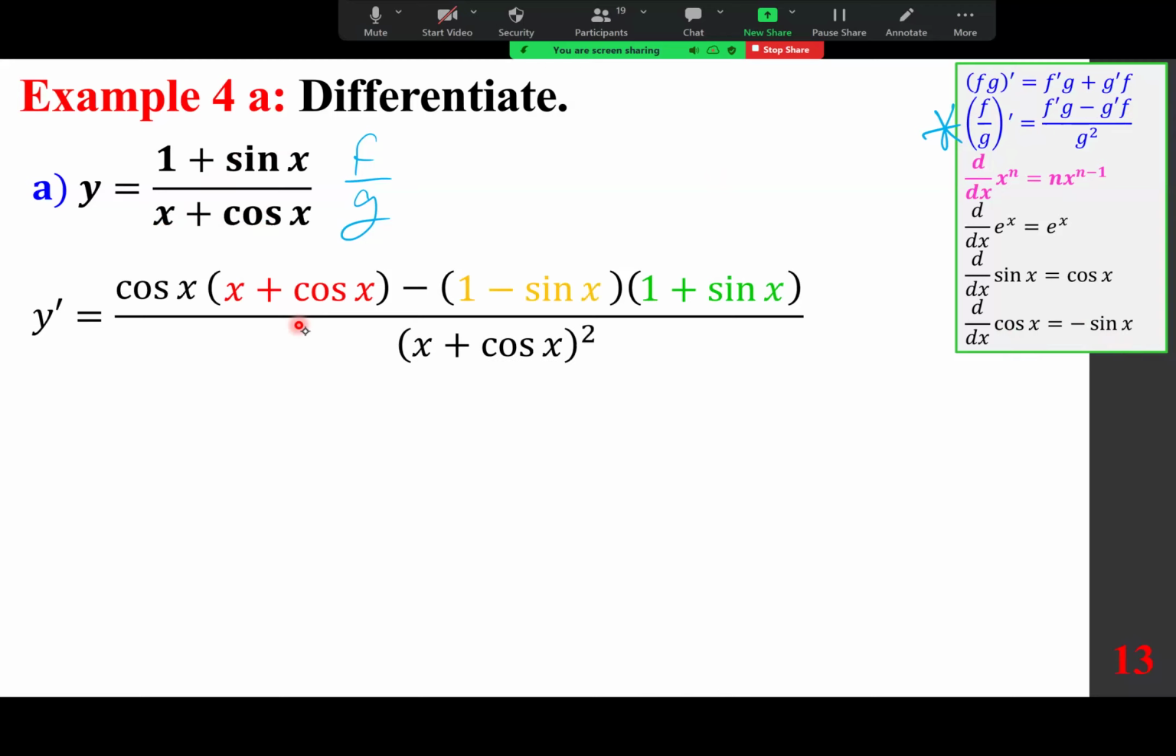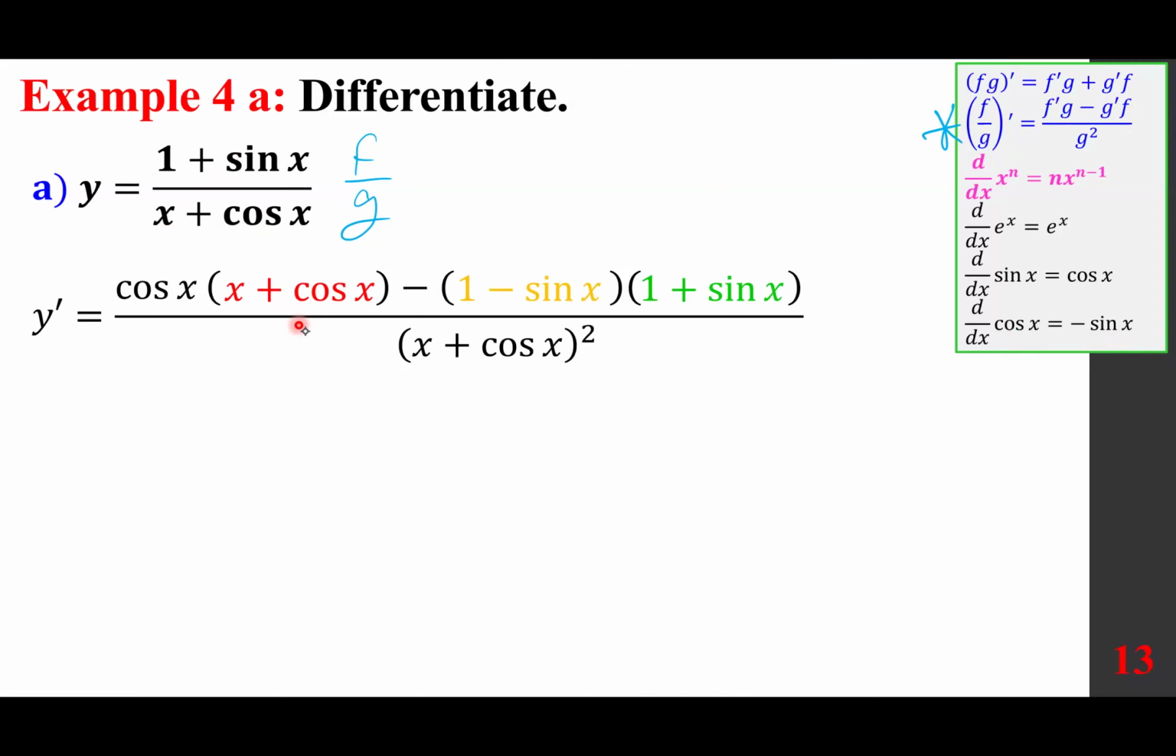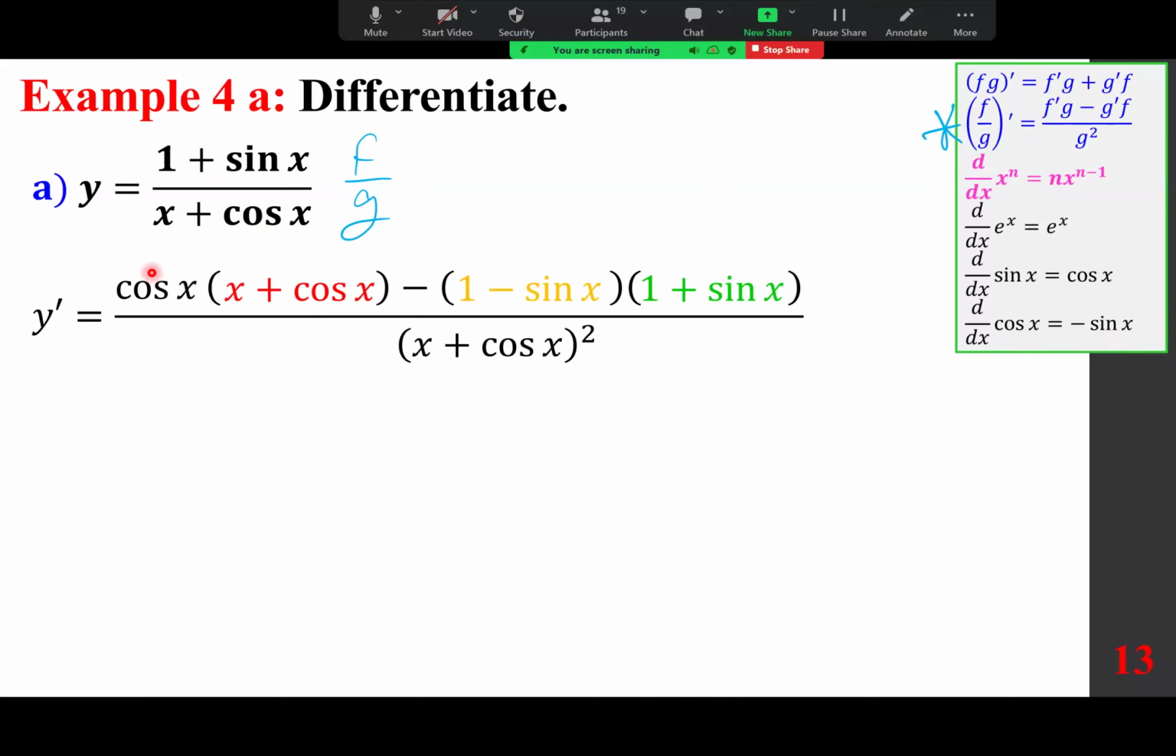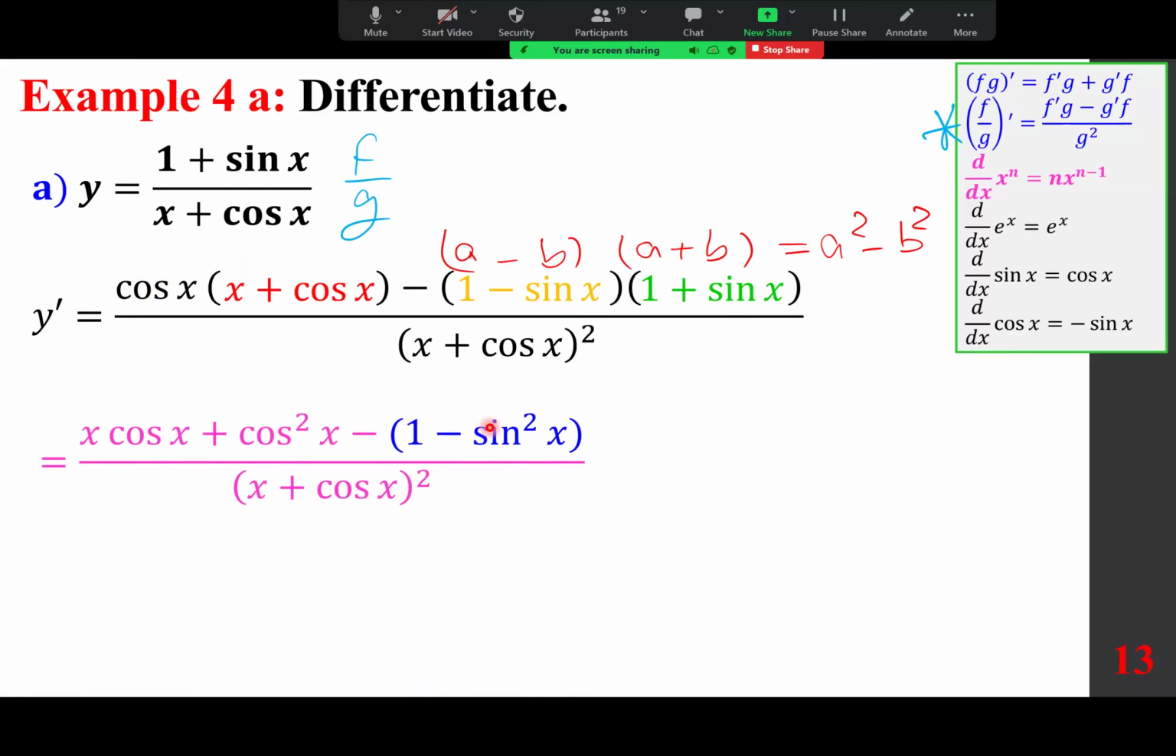Done with calculus. Let's finish using our algebraic techniques as well as trigonometric identities. So let's distribute. This is x cosine x. This is cosine squared. And this one, (a minus b)(a plus b) equals a squared minus b squared. So that means 1 minus sine squared. So this whole thing is 1 minus sine squared, and this is the distribution.